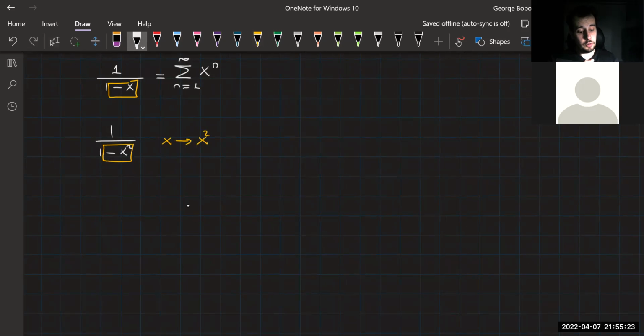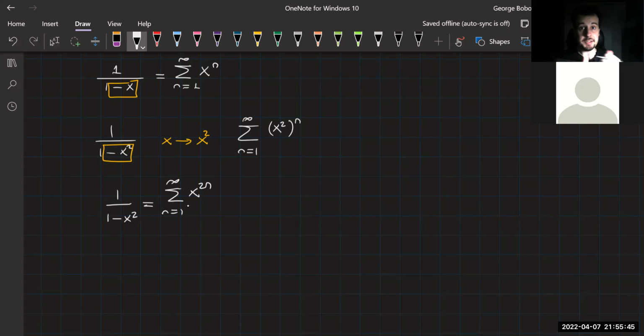So why don't I do that on the series as well? Turn this x into an x squared. So the power series of 1 over 1 minus x squared would simply be the sum of x to the 2n. That's it. That would be the first example that I could show you.